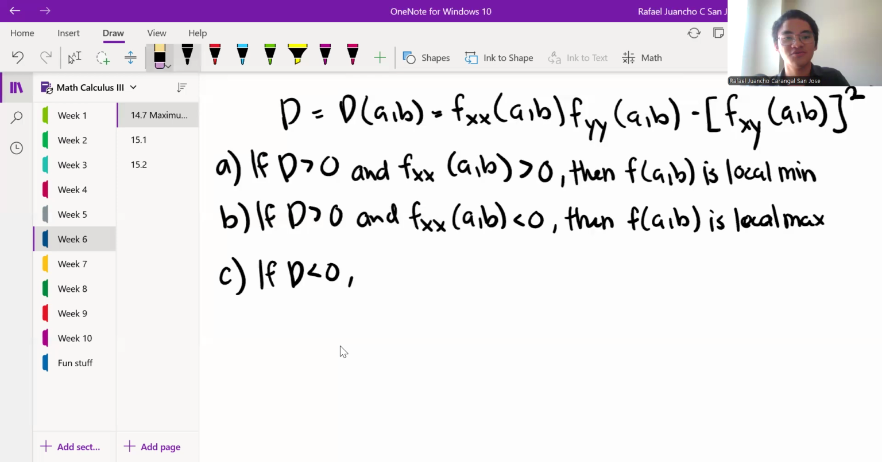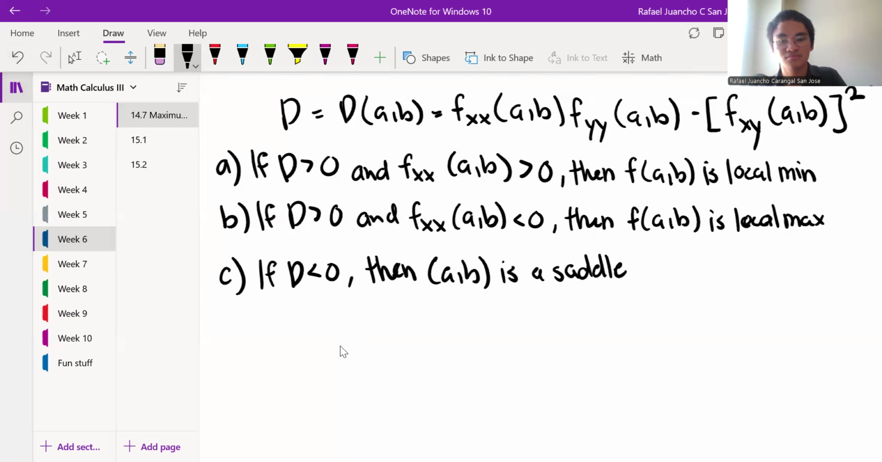So if we go back to the previous example and take this D, it's probably going to be negative because it was a saddle point. So it's this case where there is no minimum or maximum. It's just a saddle point.